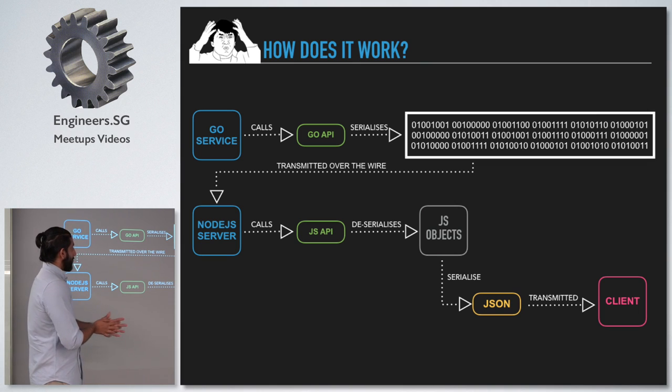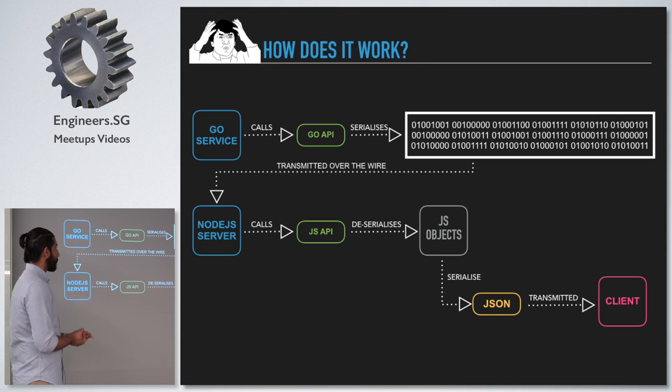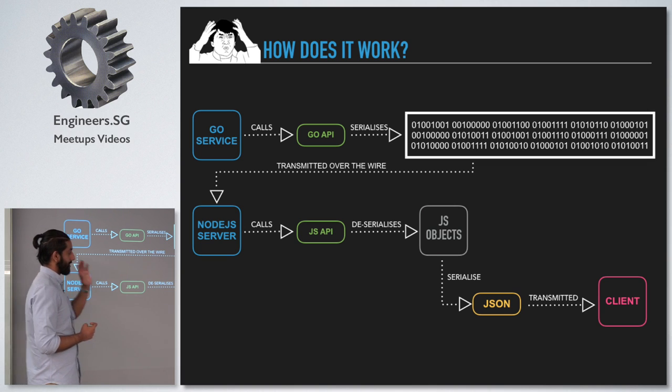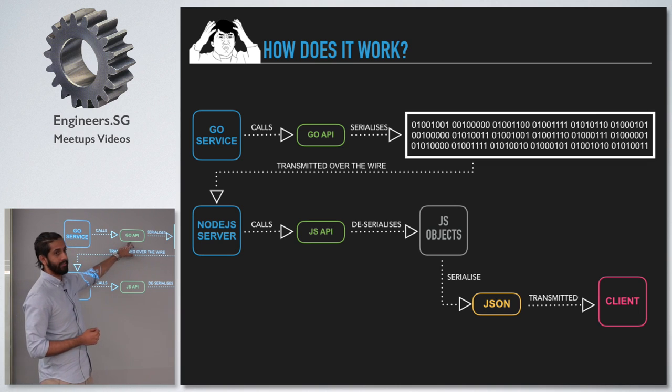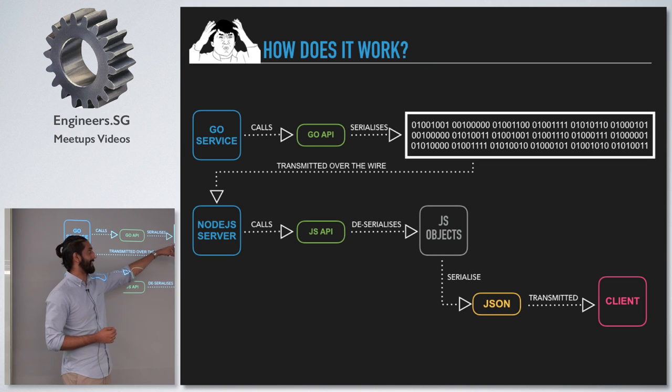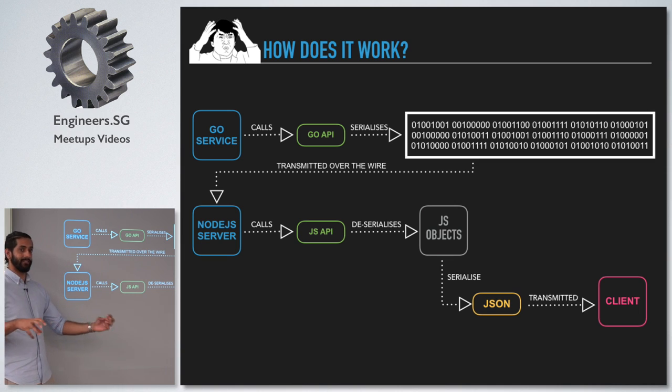Next. This is a bit complex, so I will try and take it slow. Okay, so the workflow is this. Let's say you have a Go service, and you want to transmit stuff to a client further down the line, right? One of the things is that your Go service will call an API, the Go API, which will then serialize it into whatever format. Points for whoever can figure out what that is. And then it transmits over the wire, okay? Hits whatever Node.js server or any other microservice that you might have.